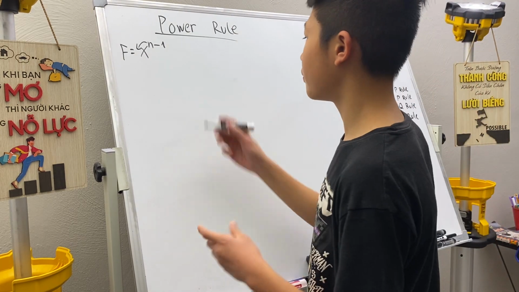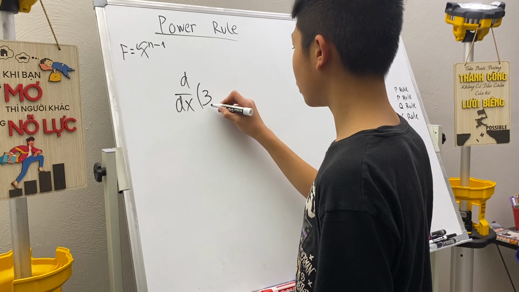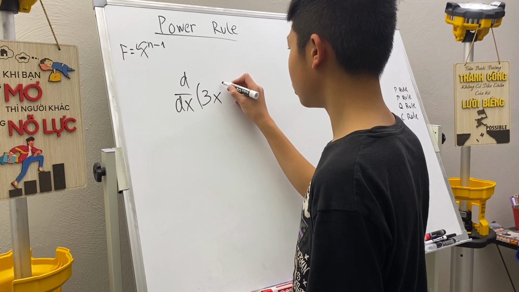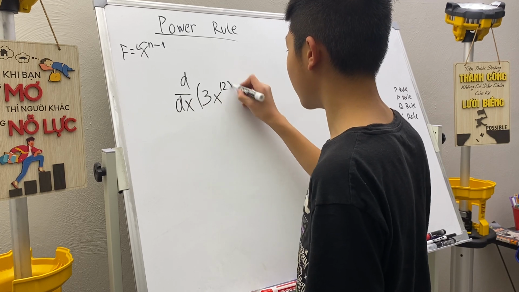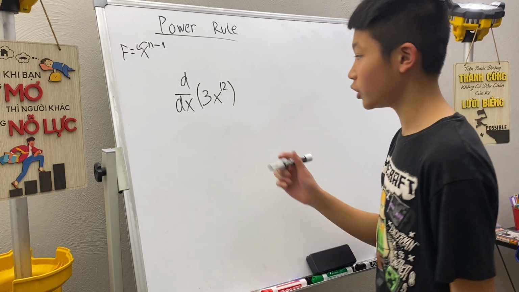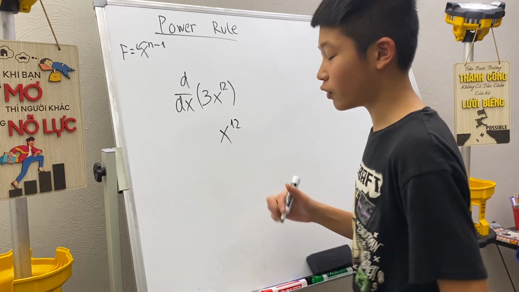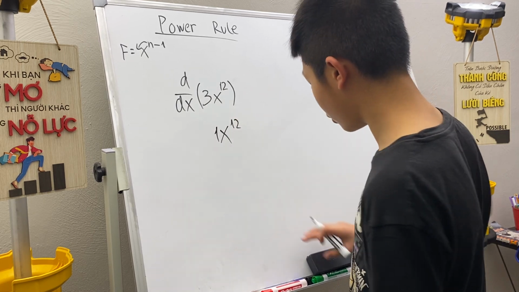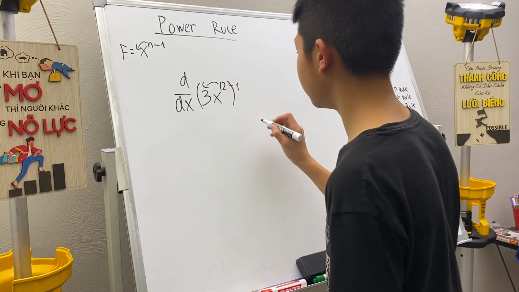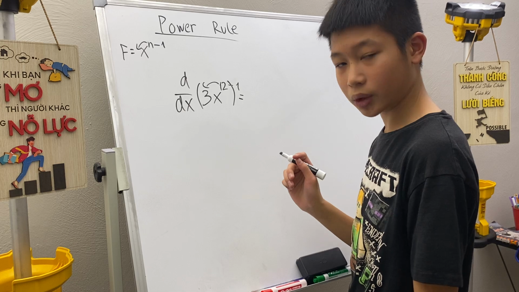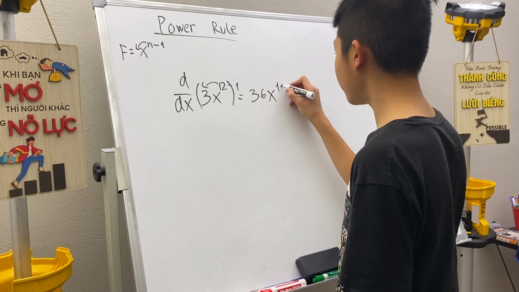Let's say you're taking the derivative of the function 3x to the 12th power. You see a 3, but just like we're taking the derivative of this, this is just 1, but now 3. It's the same thing. Bring the power to the front, minus 1. So you get 12 times 3 is what? 36x. 12 minus 1 is 11.